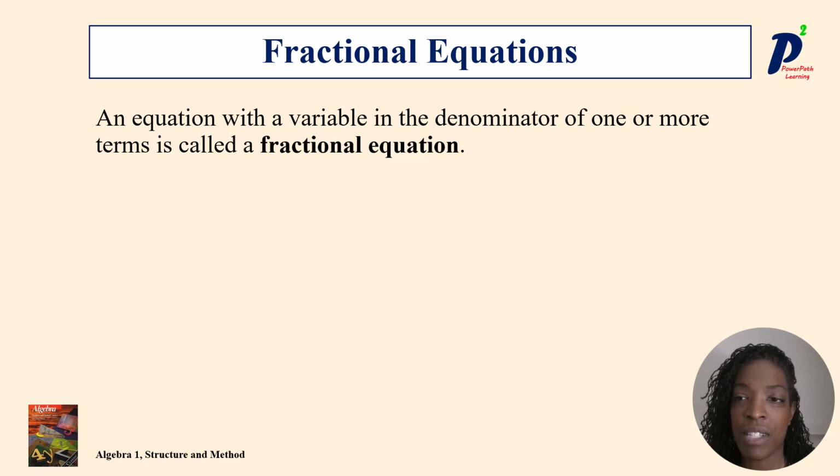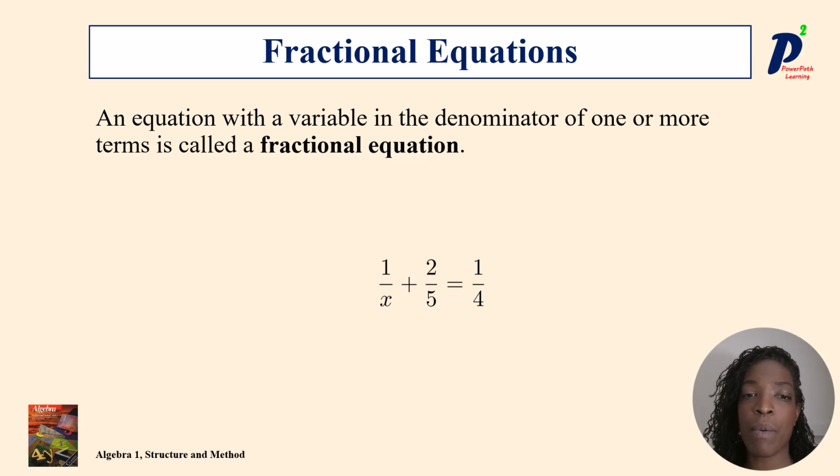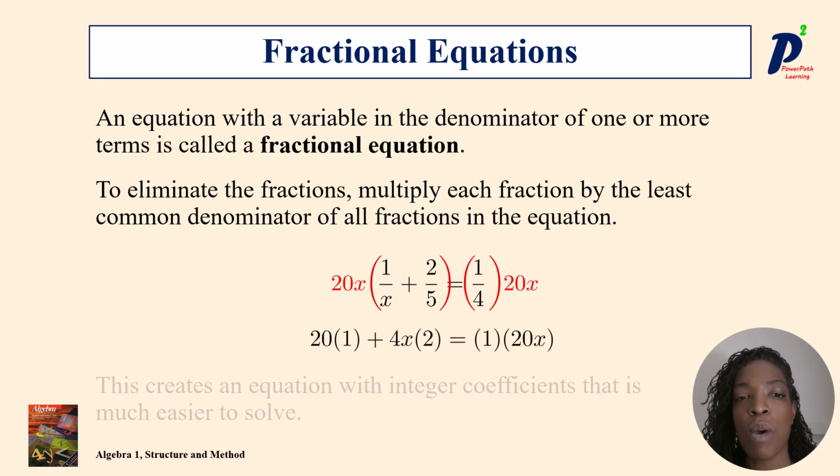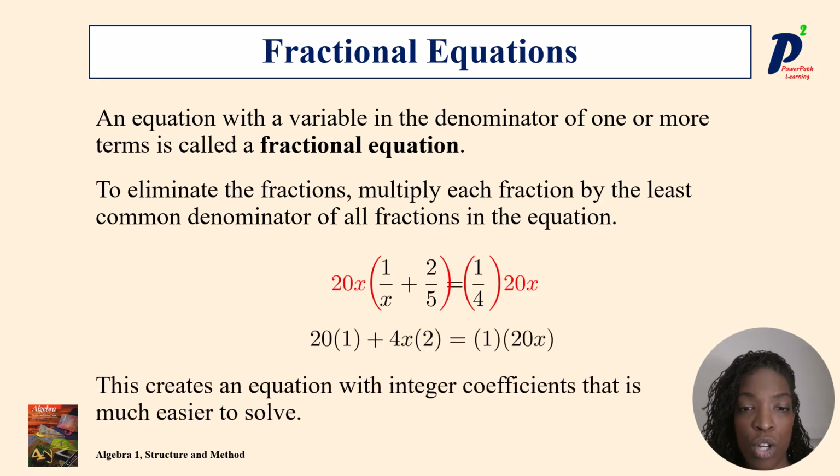An equation with a variable in the denominator of one or more terms is called a fractional equation. And solving equations with fractions as coefficients can be a little time-consuming, so we have a nice little strategy. Suppose we have our example from our warm-up and we put that into an equation. An easy way to avoid a long process of converting fractions is to multiply both sides of the equation by the least common denominator. In this case, you found the LCD in our previous slide, and it's 20x. If I multiply 20x through, I'm going to get an equation with integer coefficients that's really easy to solve.